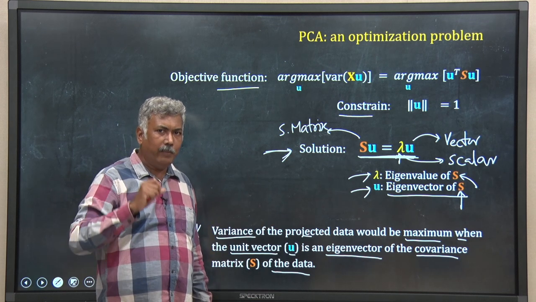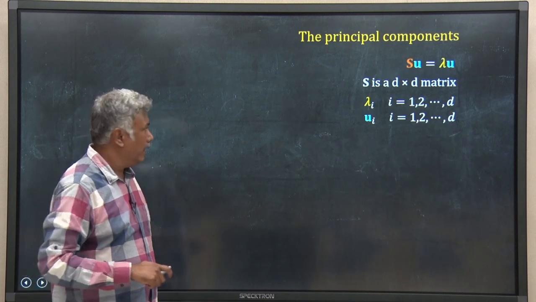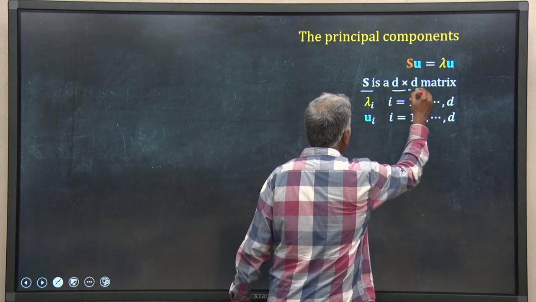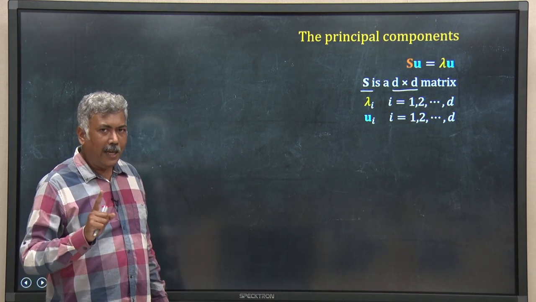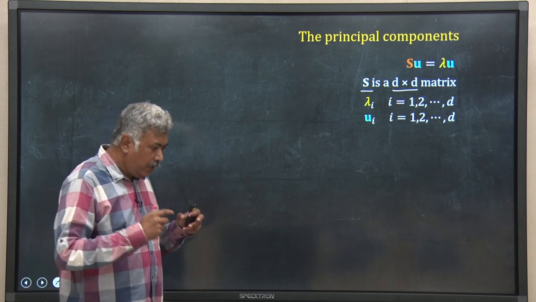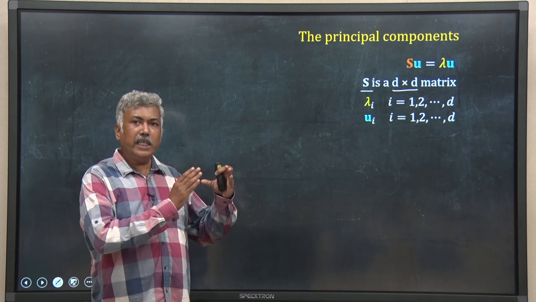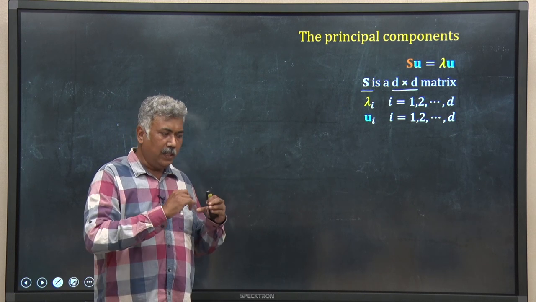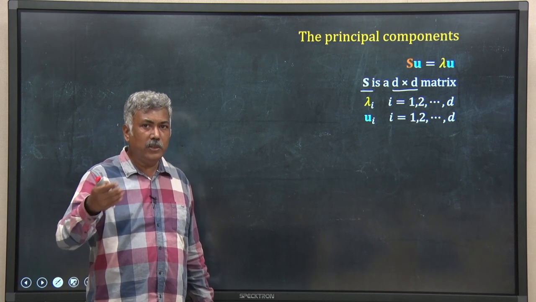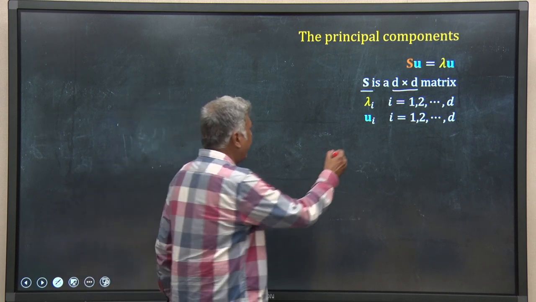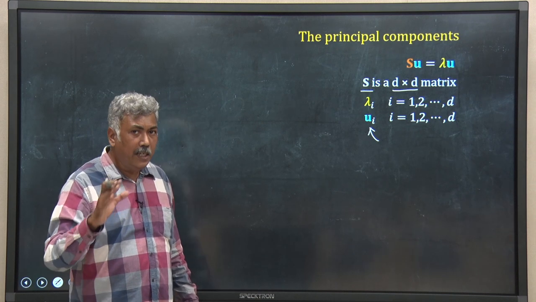Job done. But a little bit still we have to sort out. Because if my system is n into d, then S, the covariance matrix, is d by d. That means at max I can have d distinct eigenvalues and d eigenvectors. These eigenvectors we will call principal components. But remember our original goal. We are starting from d dimensional data, d is very large, and I want to reduce the dimension. And now I have got new coordinates. What are these new coordinates? These new coordinates will be called principal components, and those are these eigenvectors. And how many eigenvectors do I have? As it is a d by d matrix, I have d eigenvectors.